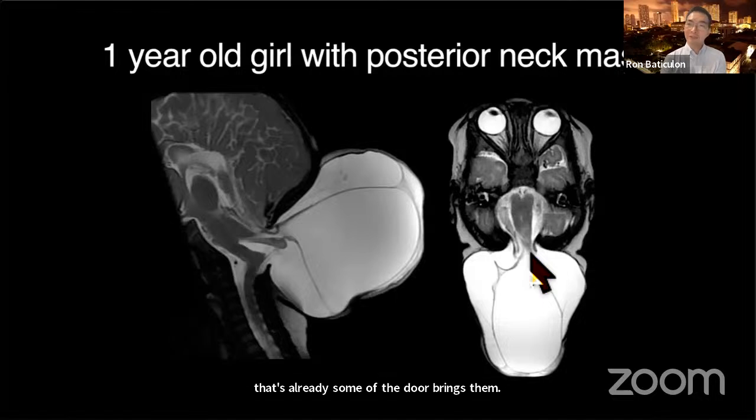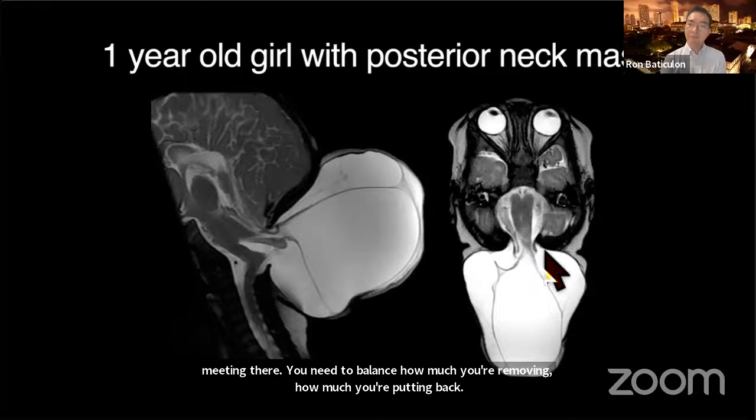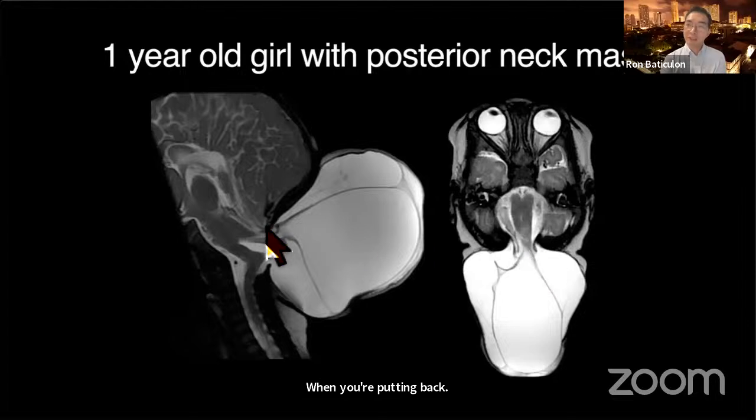You need to balance how much tissue you're removing or how much you're putting back. When you're putting back tissue into the posterior fossa, remember that they will have a very small posterior fossa. So you also need to trim a bit of tissue because you don't want to be stuffing all this abnormal tissue into the posterior fossa, and they will get tonsillar herniation. You also don't want that.